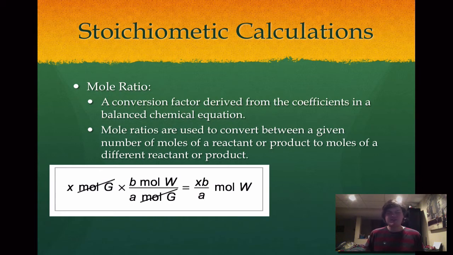Assuming we were wanting to get to moles of W, then we'd be all done. We could simplify this by saying X times B over A, and that would give us our value for moles. This is a very general equation and an equation that I expect you have gone through before, but by the end of this lesson you should have a better understanding of what this is.